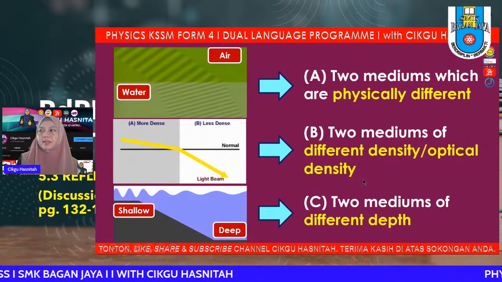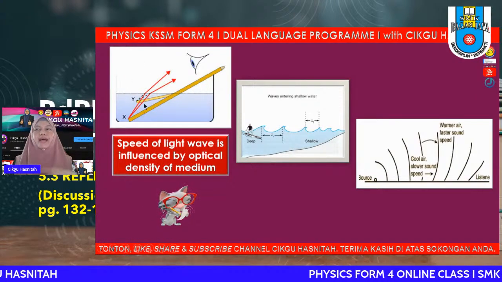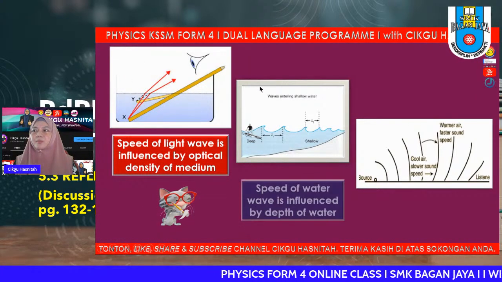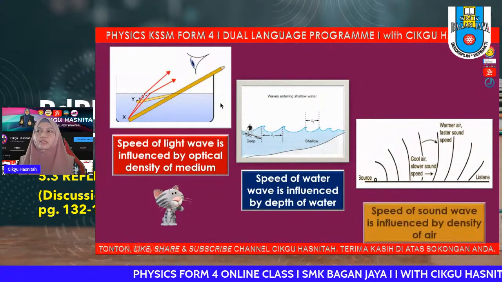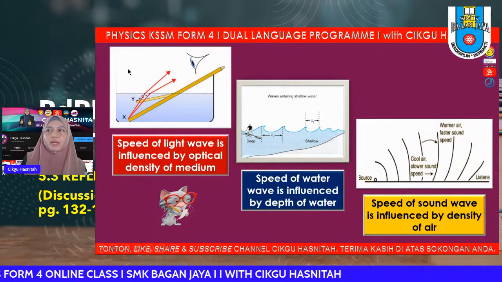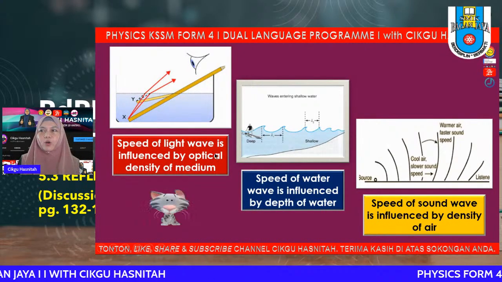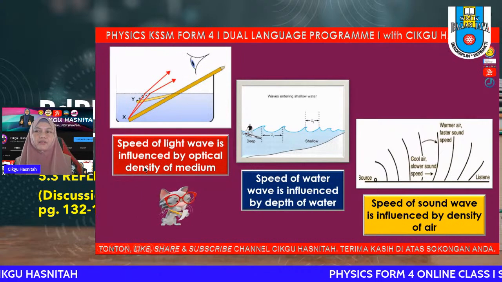Okay, so this is the medium. So what's next? Okay, so how does the speed of light influence? What factors influence the speed of wave? First, here we have light wave. The speed of light wave is influenced by the optical density of the medium.